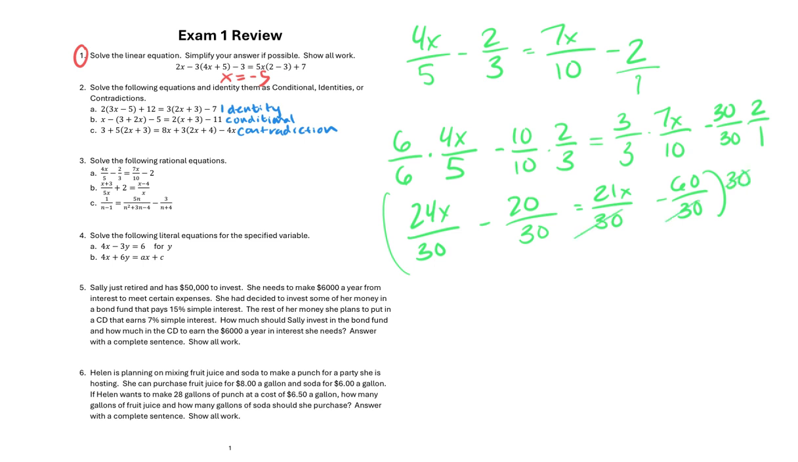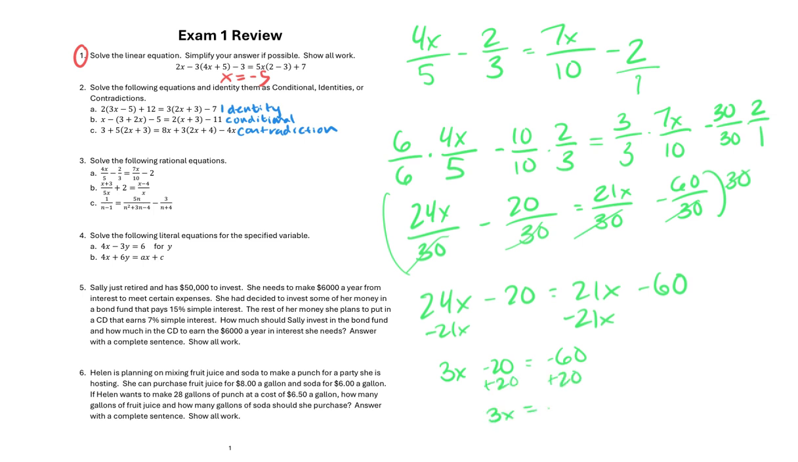So this is going to cancel with all of these denominators. We're just going to be left with our top, so we get 24x minus 20 is equal to 21x minus 60. And so now we can combine like terms, minus 21x on both sides. So we have 3x on this side, minus 20 equals negative 60. Add 20. We get 3x is equal to negative 40. If we divide by 3, we get x is equal to negative 40 over 3. That's going to be our answer for the first one.